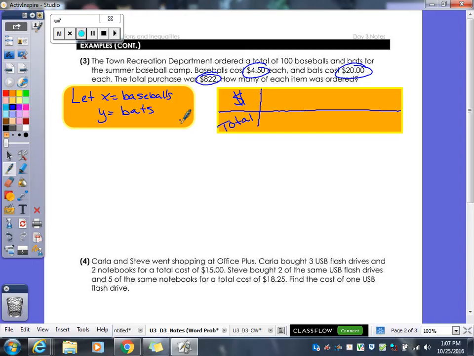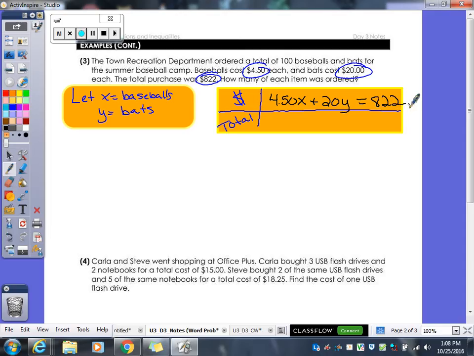Let's do the money part of it first. It says baseballs cost $4.50 each. So 4.50X. Bats cost $20 each, so that's 20Y. And I spent a total of $822. So money plus money equals money.